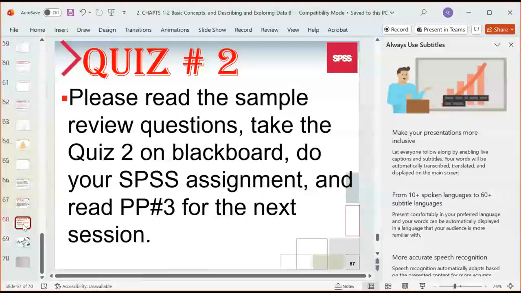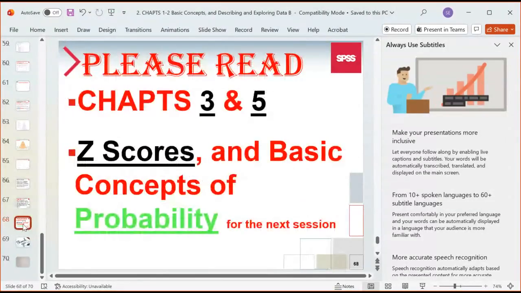And then next session will cover chapters 3 and 5, which are z-scores and the basic concept of probability. We'll take care of that next time.